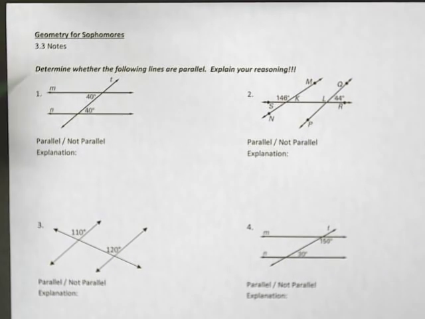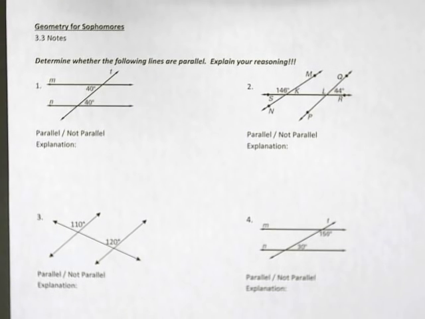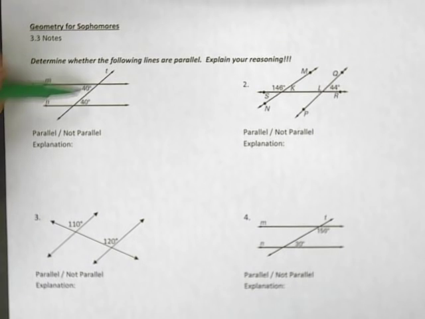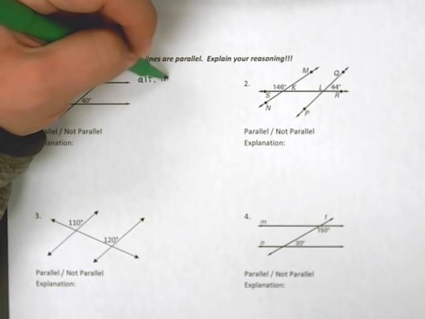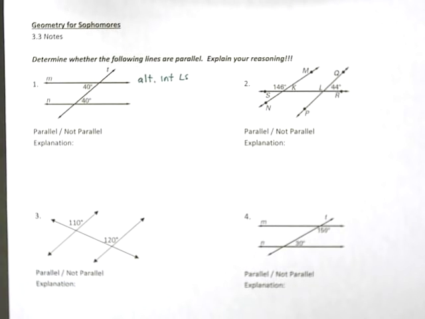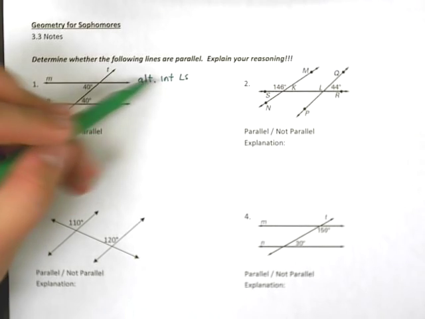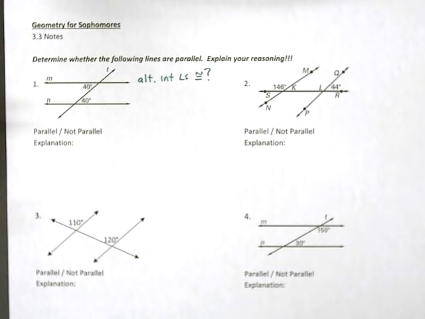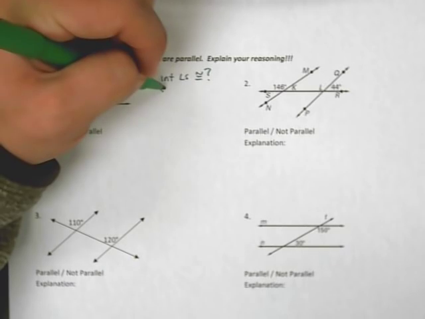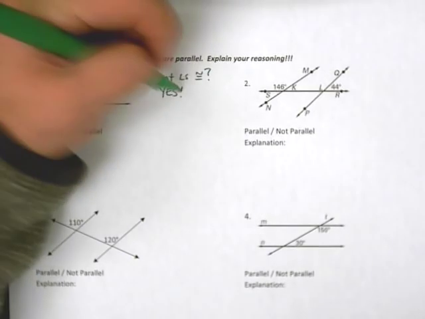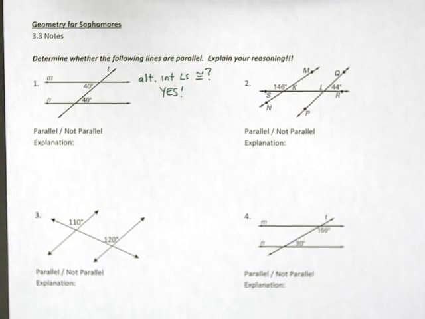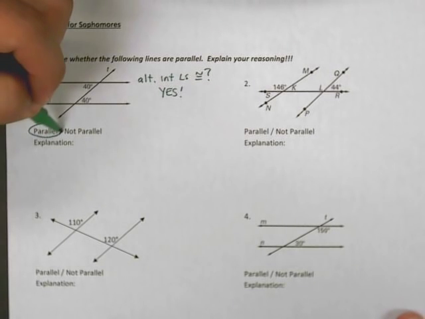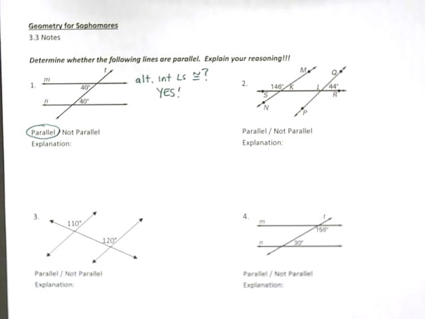I see a 40 degree and a 40 degree. The real question is what is our angle pair relationship here? These two angles are alternate interior angles, and I know that alternate interior angles should be congruent, so I'm going to put congruent and a question mark. We should all answer this with a resounding yes. Because these alternate interior angles are congruent, the lines are parallel.